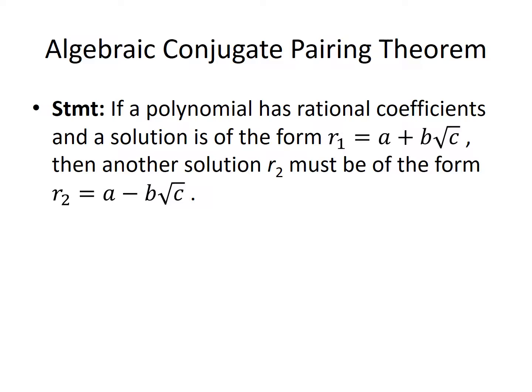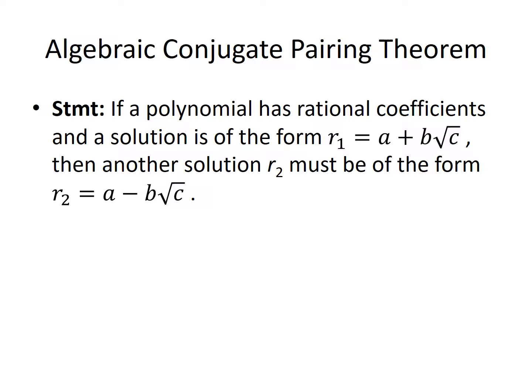The algebraic conjugate pairing theorem is stated here. If a polynomial has rational coefficients and a solution is of the form a plus b times the square root of c, then another solution, called r2, must be of the form a minus b times the square root of c. Now this theorem is very similar to the complex conjugate pairing theorem, but it's a little more specific in that it uses only rational coefficients instead of all real numbers.